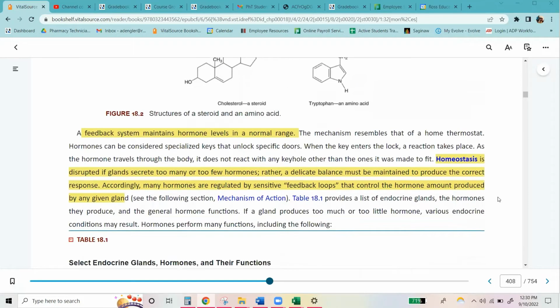A feedback system maintains hormone levels in a normal range. Homeostasis is disrupted if glands secrete too many or too few hormones. Rather, a delicate balance must be maintained to produce the correct response. Accordingly, many hormones are regulated by sensitive feedback loops that control the hormone amount produced by any given gland.